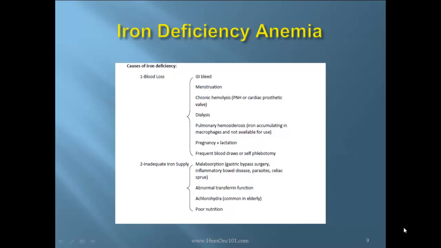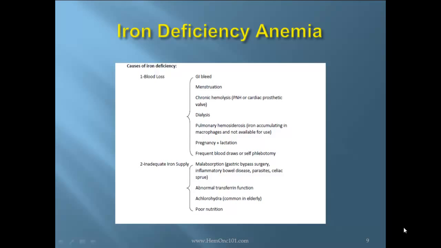Causes of iron deficiency anemia. The two major trees are either blood loss or inadequate iron supply. Blood loss could be due to GI bleeding, menstruation, chronic hemolysis such as PNH or cardiac prosthetic valves, dialysis, pulmonary hemosiderosis, in which iron accumulating in the macrophages is not available for use, pregnancy and lactation, and frequent blood draws or self-phlebotomy.